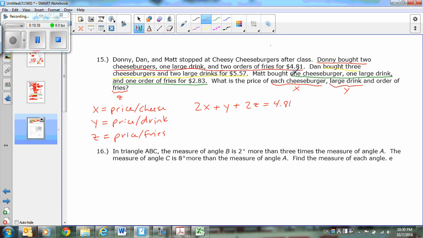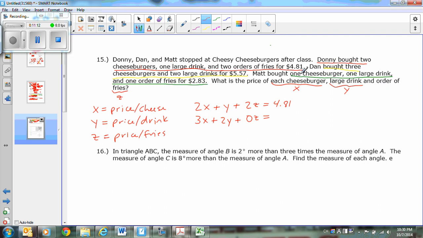Okay, the second guy, Dan, he bought 3 cheeseburgers, so that would be 3X, okay, and then 2 large drinks, so that would be plus 2 times Y. And then notice he didn't buy any French fries. But when you think ahead at that 3 by 3 matrix that will represent your coefficient matrix, we need to have a coefficient here. So let's go ahead and add a term with a 0 coefficient. That way we'll have a coefficient to put in that second row, third column when you make your coefficient matrix.